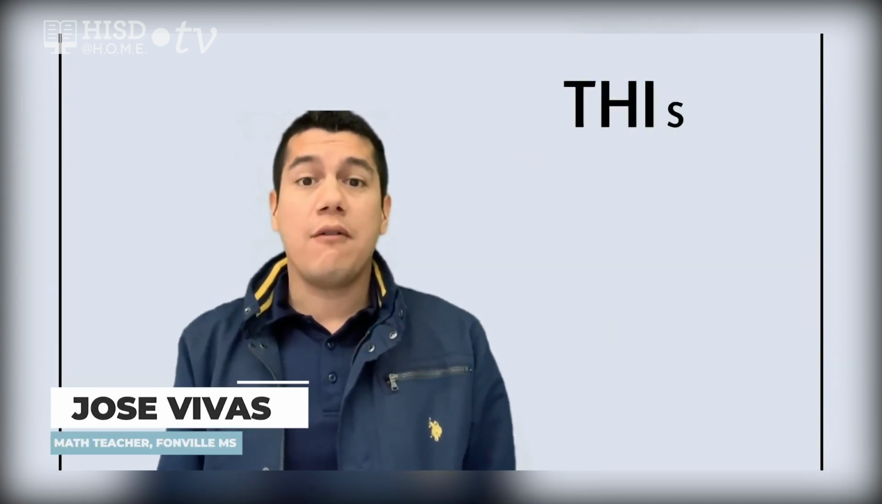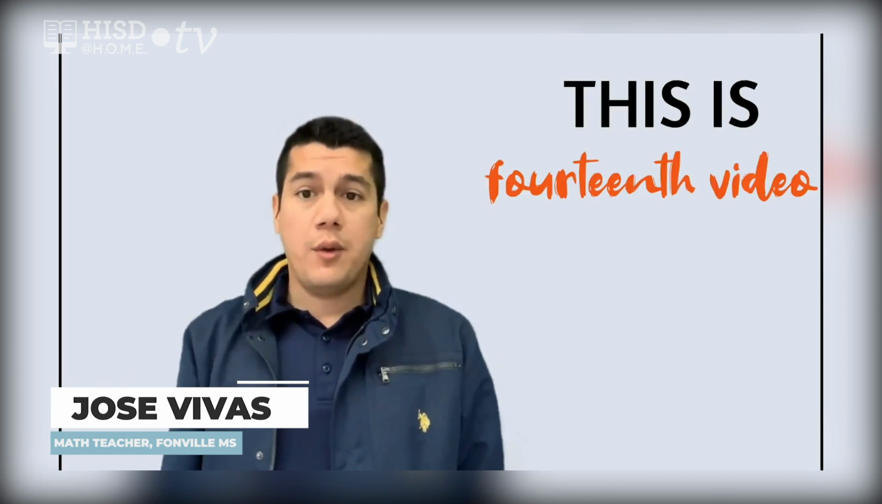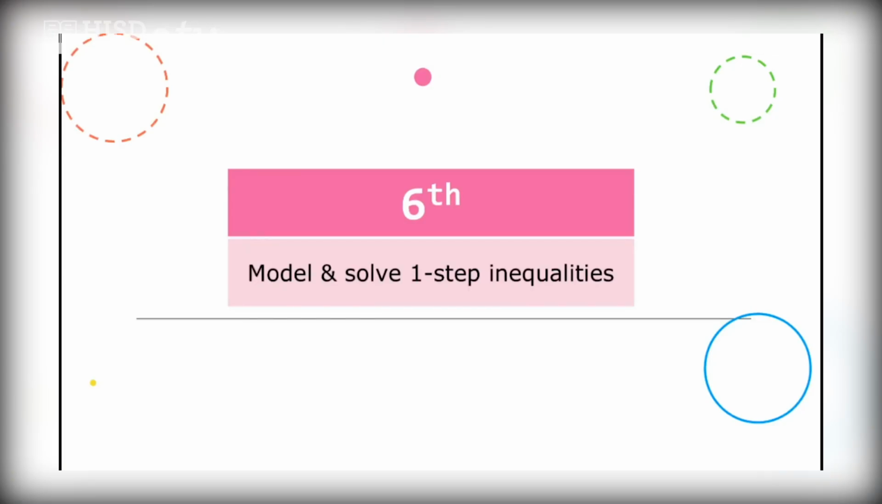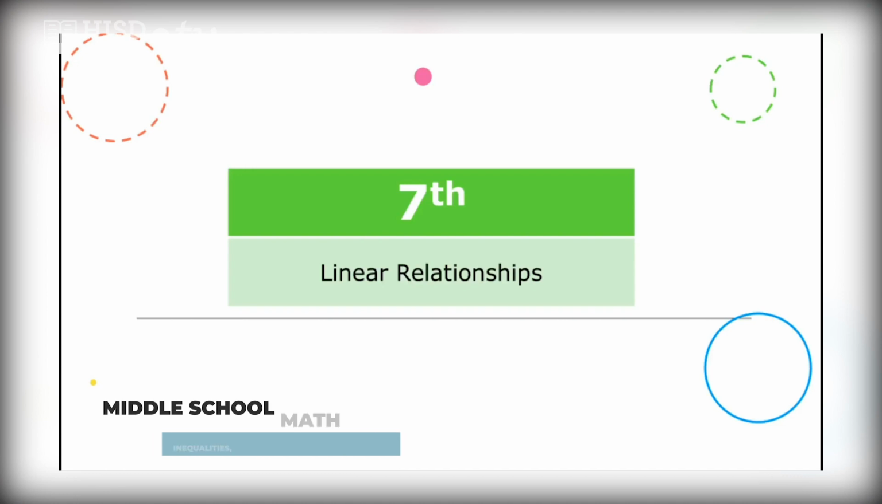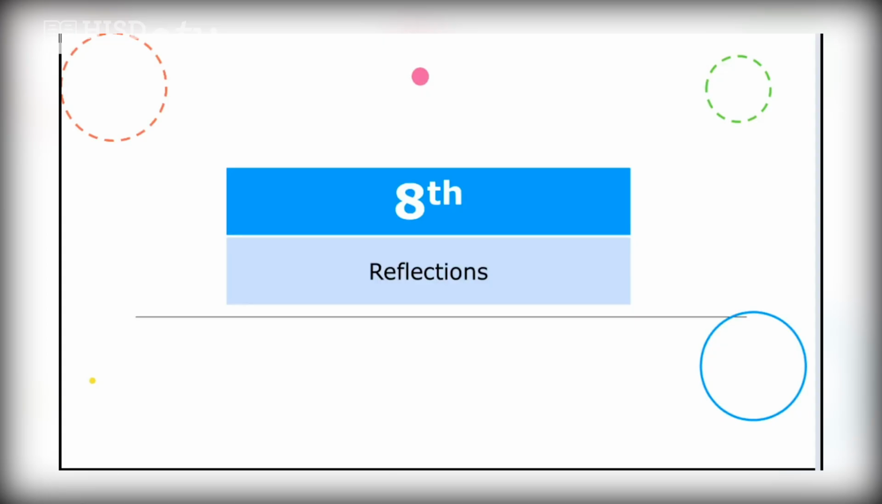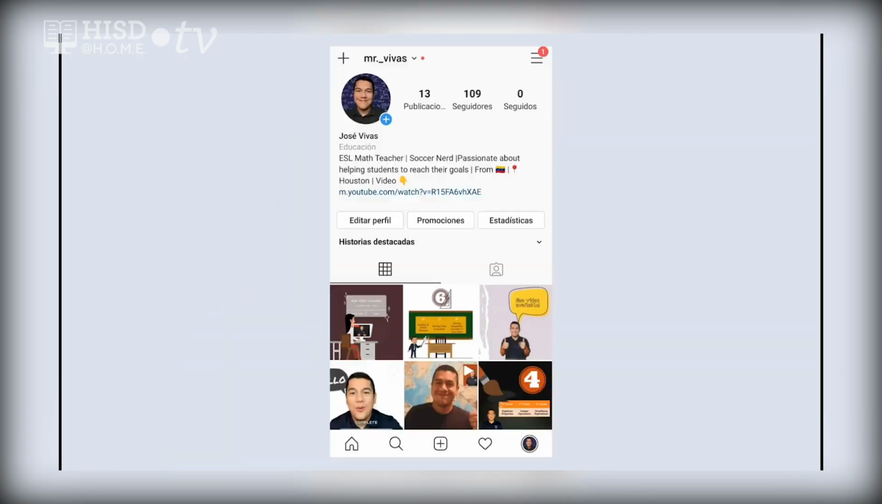Today is our 14th video, and we're going to be dividing our lesson into three sections. We're going to have our sixth graders learn about modeling and solving one-step, one-variable inequalities. Our seventh graders are going to learn about linear relationships, and our eighth graders will learn about reflections. Let's get started.